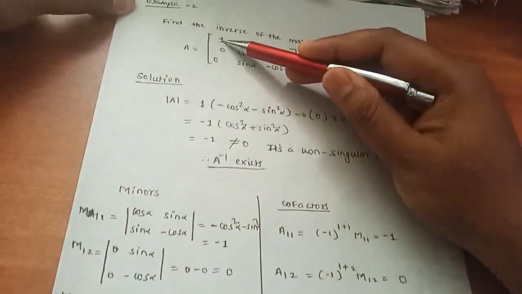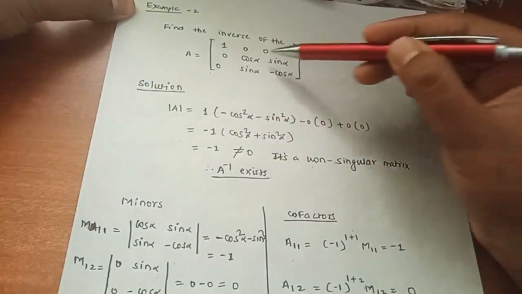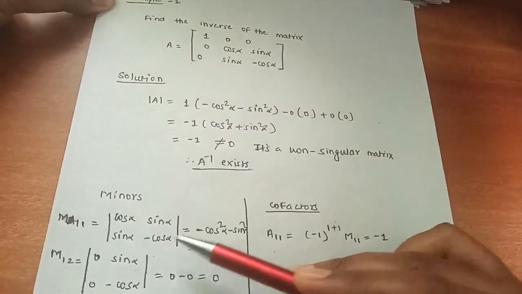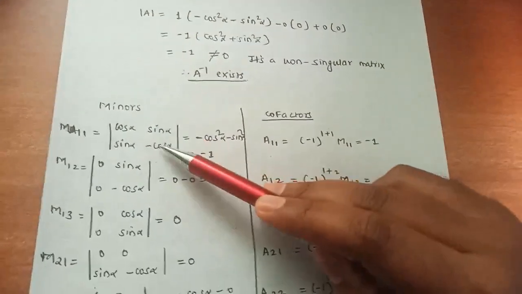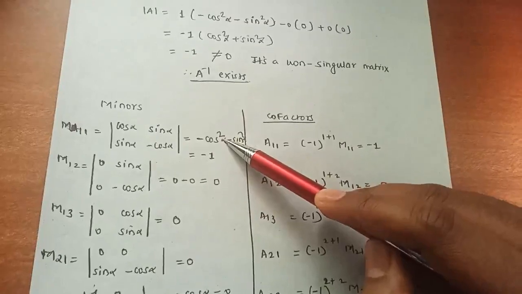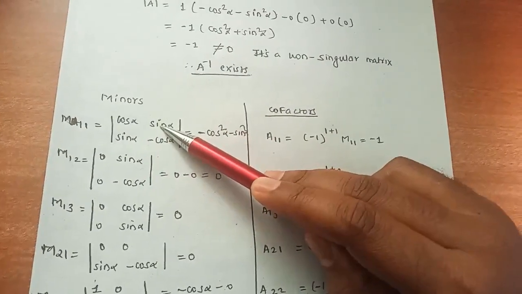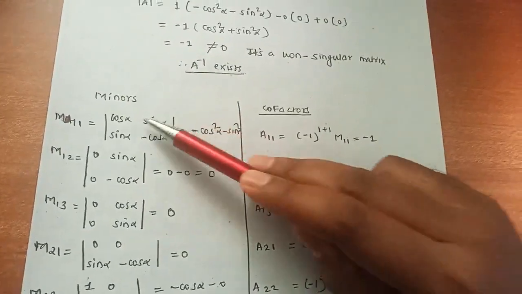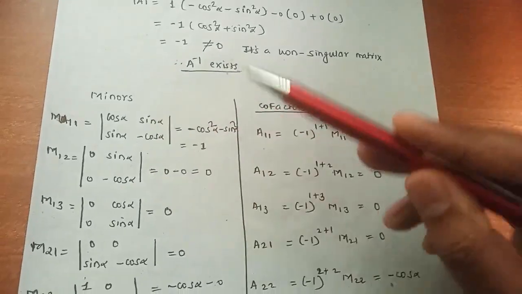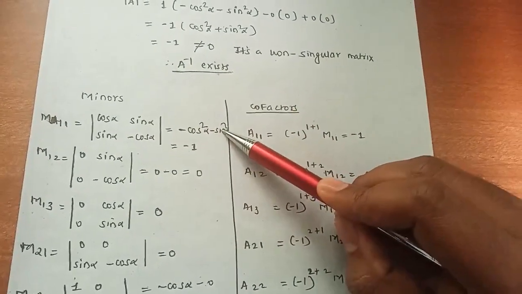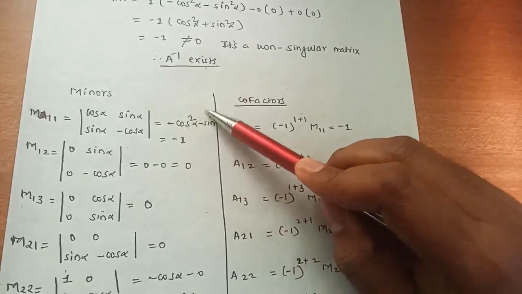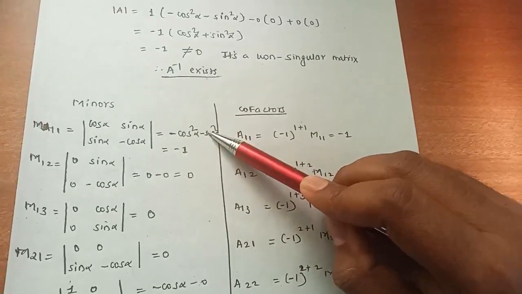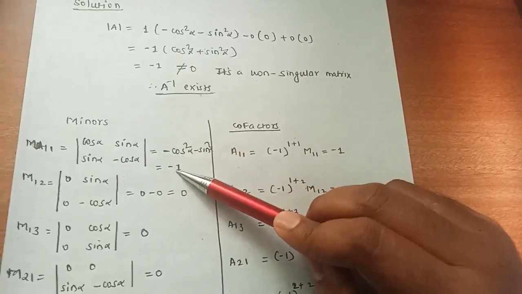So for the minor of the 1 1 element, this row we have to leave, this column we have to leave, and these 4 elements we have to write down in the determinant form. So cos alpha, minus cos alpha, minus cos square alpha, sin alpha, sin square alpha, but in between there is a minus, because we are subtracting the multiplication of this from the multiplication of this. So minus cos square alpha minus sin square alpha, again take the minus sign. After taking the minus sign, inside the bracket will come cos square alpha plus sin square alpha, and that is 1. So 1 into minus is minus 1.